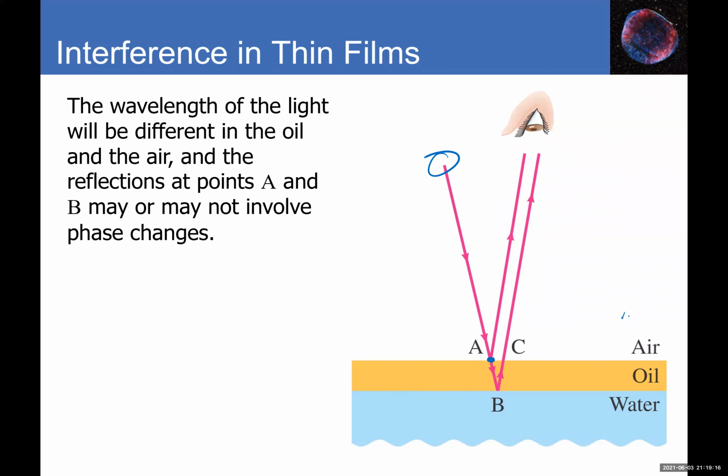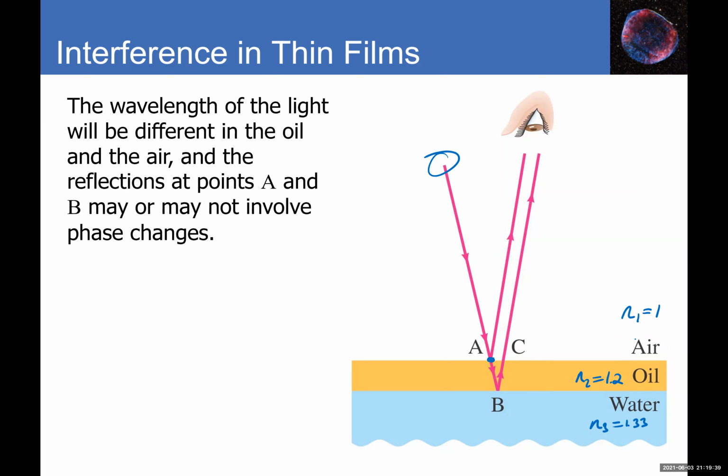Those are our three different mediums. So remember, let's call this n1, which is, let's say, 1 because it's air. And 2 will be oil. Water is generally 1.33, but oil always has a little bit less index of refraction, so maybe 1.2 is appropriate for that.